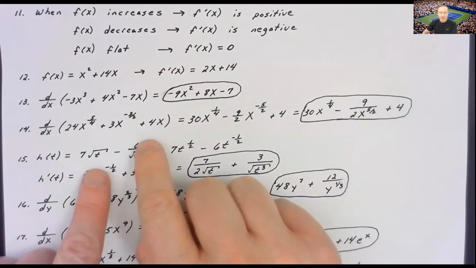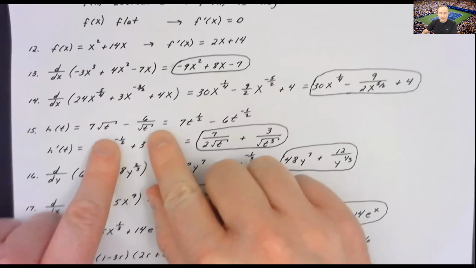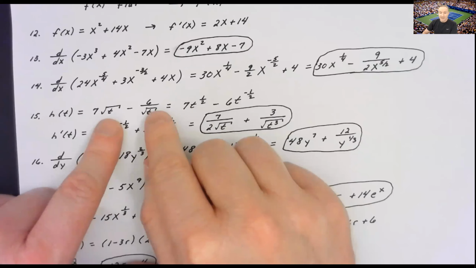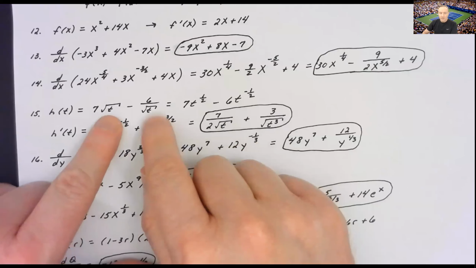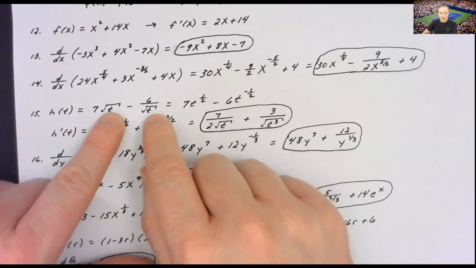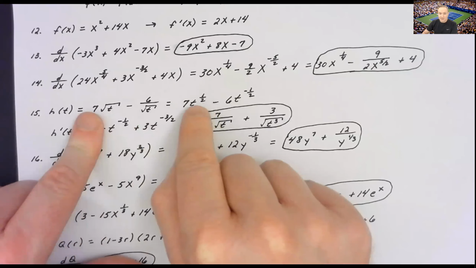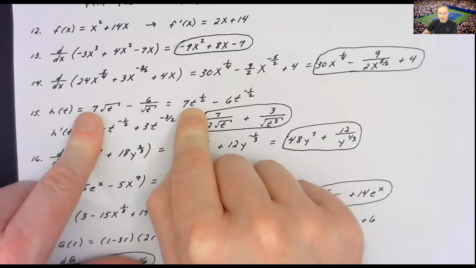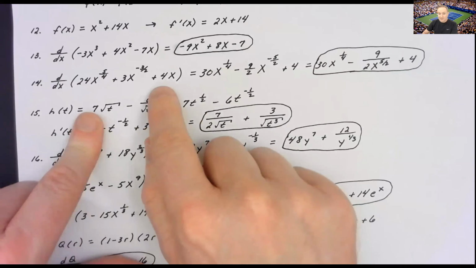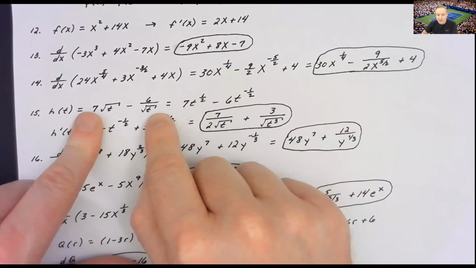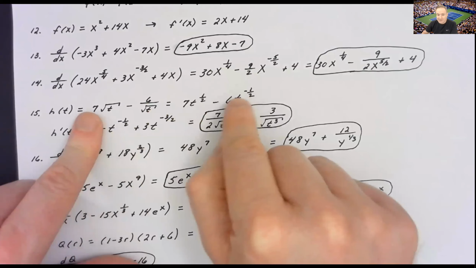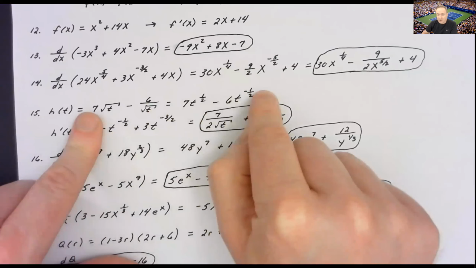For the next one, they give us the original problem in radicals, so you would want your answer in radicals. But before you can get to that answer, you need to really convert the radical expression into fractional exponents. So I said 7 times the root of t, that's the same thing as 7t to the 1/2 power. Minus 6 over the root of t, that's the same thing as 6 times t to the negative 1/2.